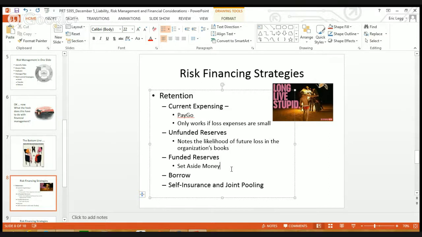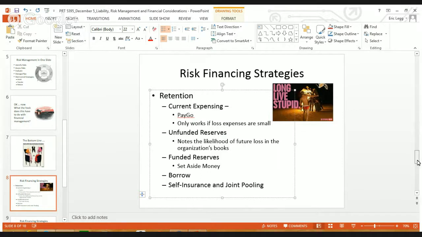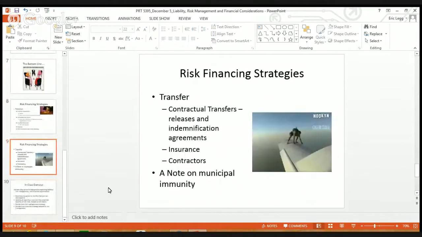Large organizations, large counties will do this. Arlington County, Virginia, has a funded reserve, an uninsured fund reserve. So basically, they have their own insurance plan. They set aside money. And then finally, you can get self-insurance, which is basically a funded reserve, and joint pooling, which means you work with other organizations to have a pool set aside.